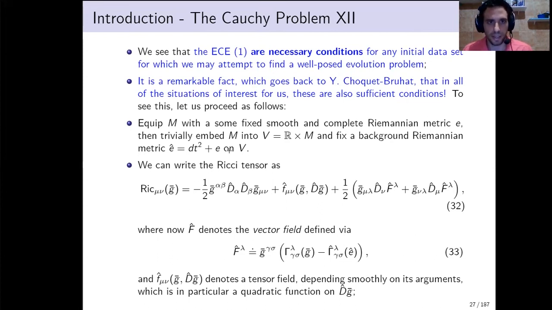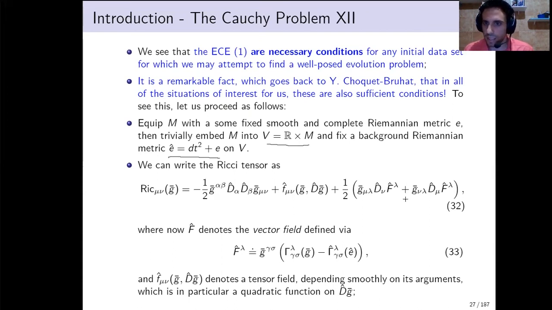And to see this, let us sketch how this is done in the case of vacuum. One first embeds our Cauchy surface into a product manifold of this form, and then we fix a background metric of this form on spacetime, where E is going to be some complete smooth metric on M. And then we can rewrite the Ricci tensor as we did above, but rewrite the Ricci tensor of our spacetime metric G bar in terms of the covariant derivatives associated to the metric E hat. Everything that has a hat on top is a quantity that is constructed with this E hat metric.